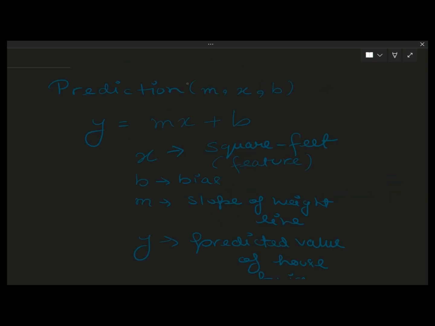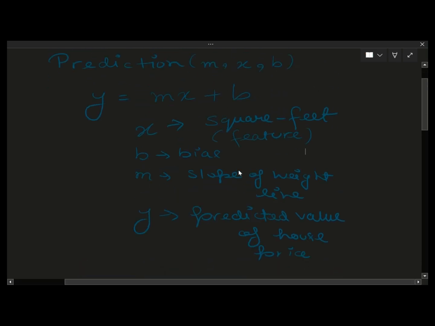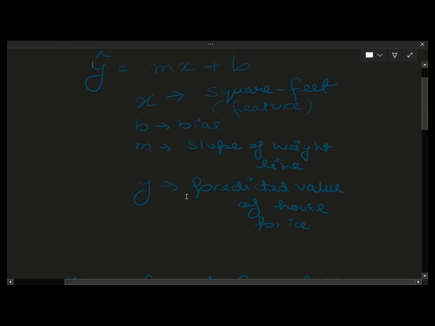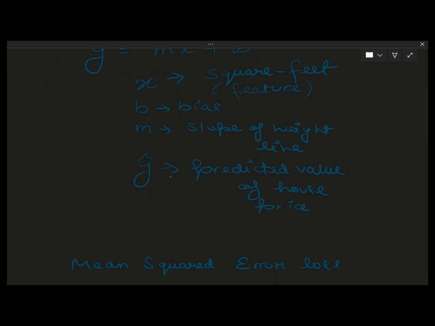Now let's talk about the prediction function. Here we are taking 3 parameters: m is the weight, b is the bias, x is the feature. Since we are taking a single feature, y will be m times x plus b, where m is the slope of the line or weight, b is the bias, and x is the feature. What feature are we using here? Square feet. And y, we write with a cap, is the predicted value.